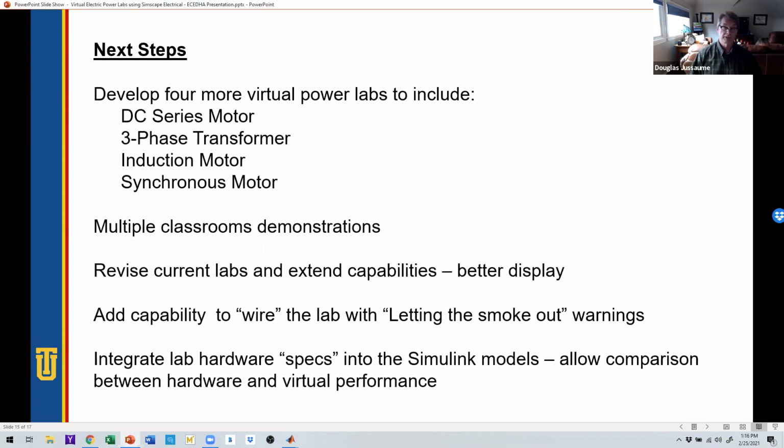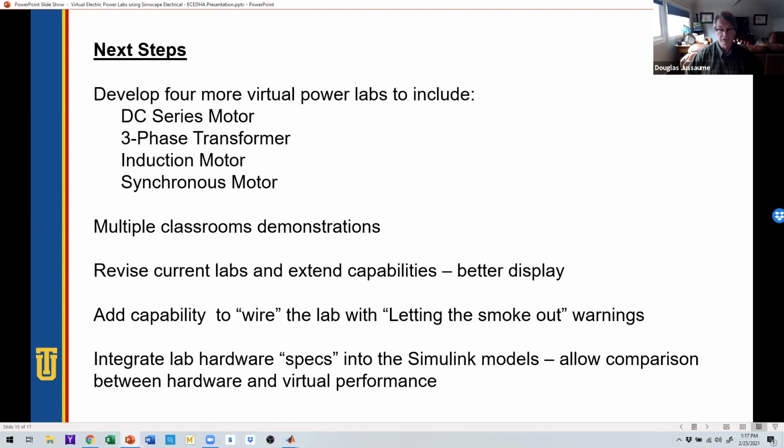So what are our next steps? Well, I'd like to have more virtual power labs. I'd like to add a DC series motor. That would work very well with the DC shunt motor. I would like to add a 3-phase transformer, an induction motor, and a synchronous motor. And that would do a fairly good job in rounding out the virtual labs.